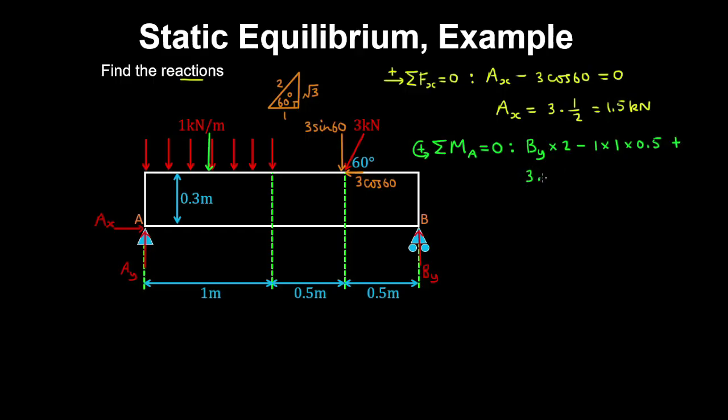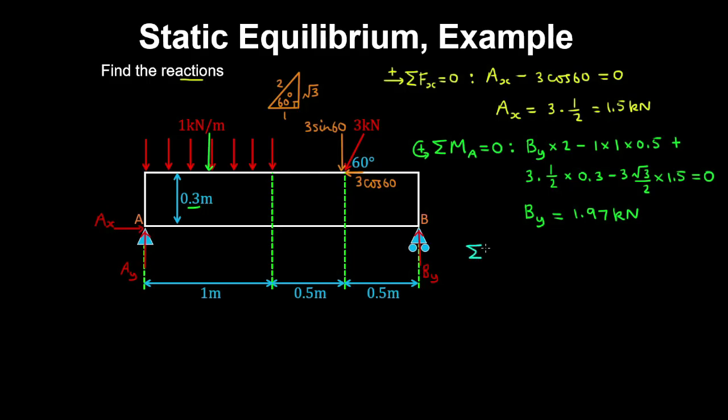Now the horizontal component of the oblique force produces a counterclockwise moment about A. So 3 cosine 60 is 3 by 1/2, and then multiplied by the moment arm, which is 0.3 meters. And the vertical component produces a clockwise moment about A, and sine 60 degrees is √3/2. And the perpendicular moment arm is 1.5 meters. And that's all equal to 0. And solving this equation for reaction By, you'll obtain 1.97 kilonewtons.